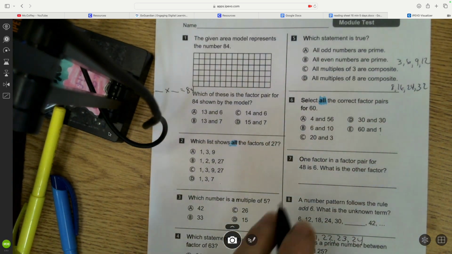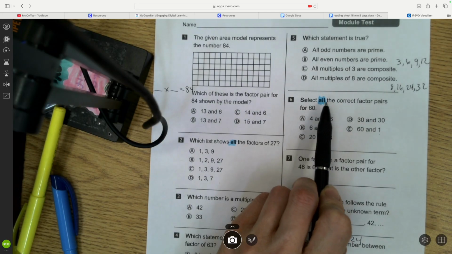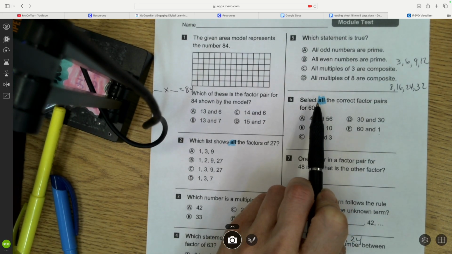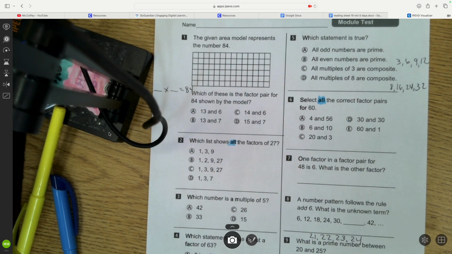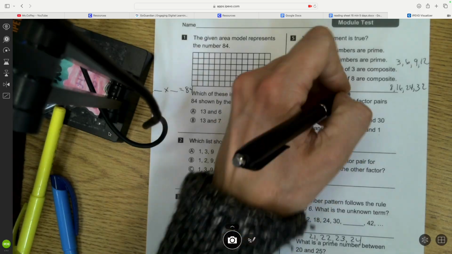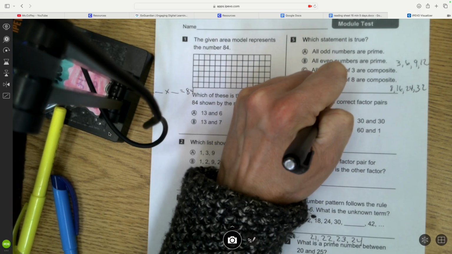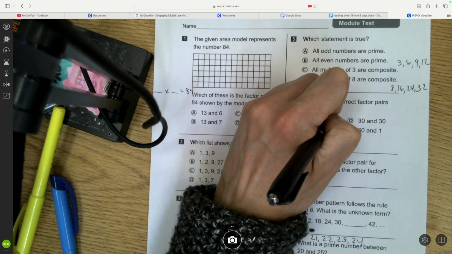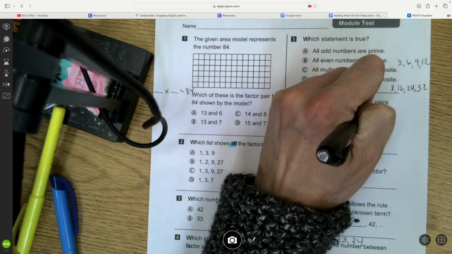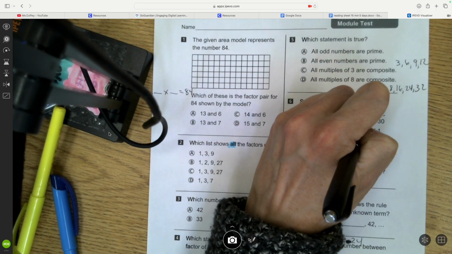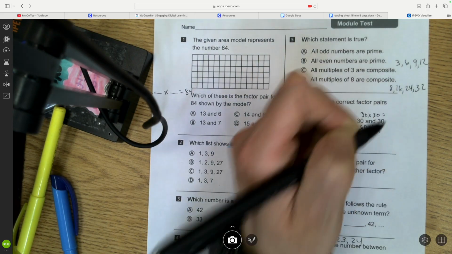Number 6, select all. There's going to be more than one answer. In fact, there are 3 answers to this. The correct factor pairs for 60. Remember, factor pairs, 2 numbers multiplied together. So think of it as this. 4 times 56. What does that equal? 30 times 30. What does that equal? 60 times 1. What does that equal?